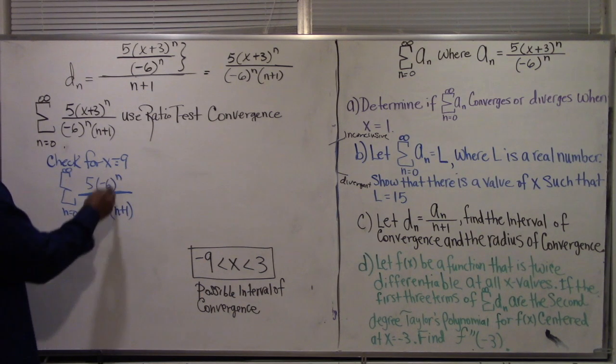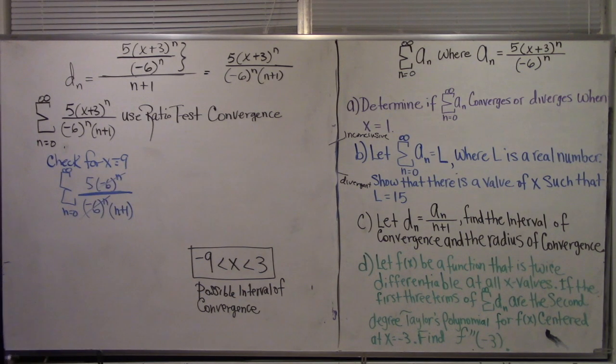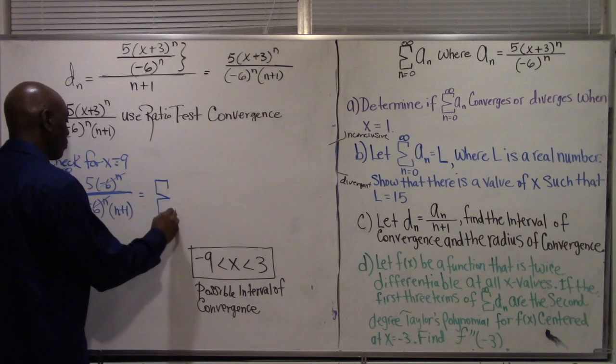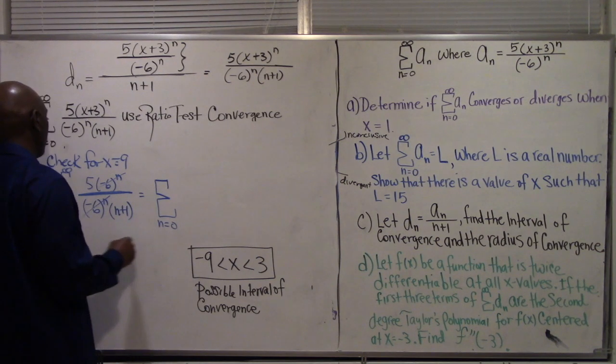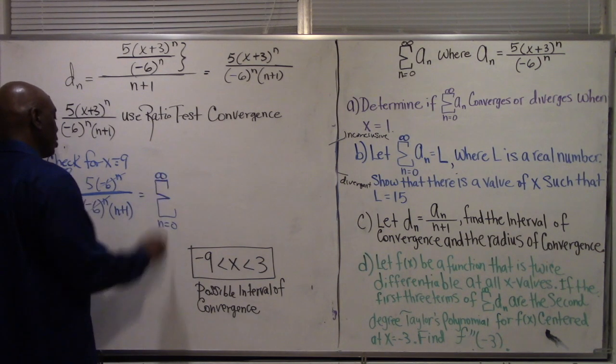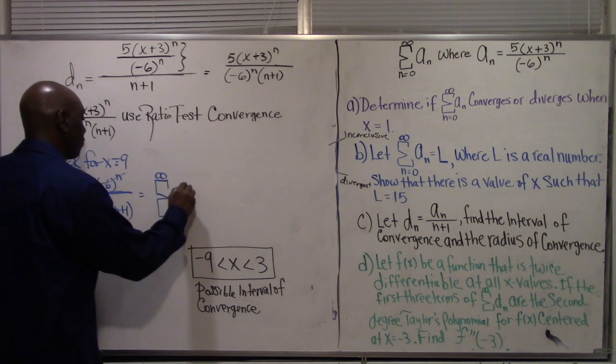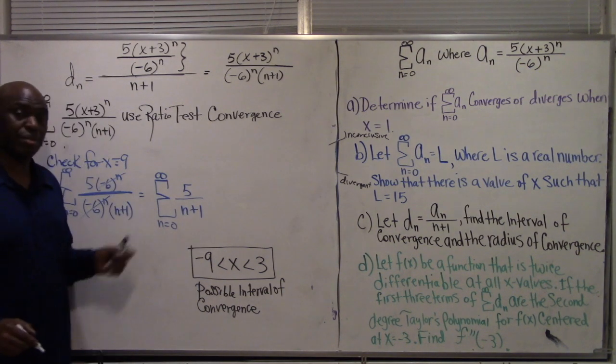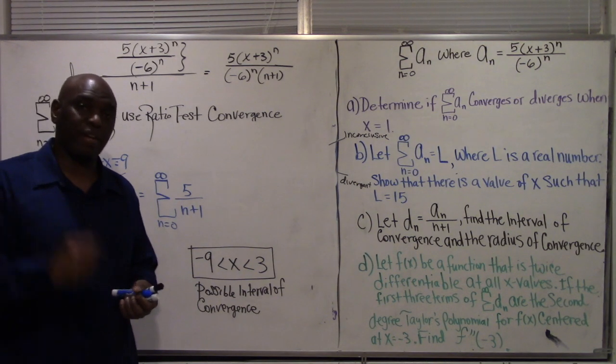Alright, well, the negative 6 to the n's cancel out. Well, what do we have now? So now we have the summation, n equals 0 to infinity of 5 over n plus 1. How about this series? Does this series converge or diverge?